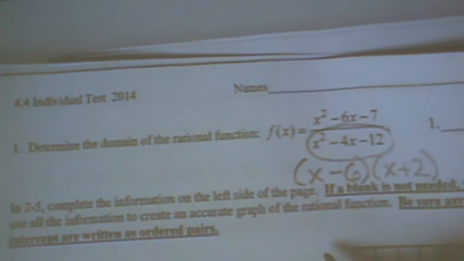How about this one right here? How do you determine the domain? You gotta know this, and you gotta see if there are any problems. The domain, you take the denominator and you factor it. Your domain is x cannot be 6 or -2.